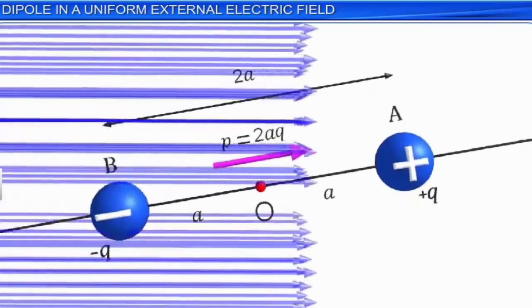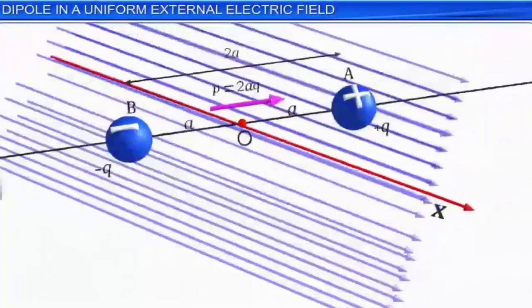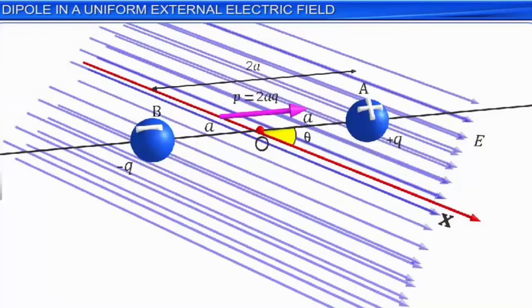Let the electric dipole be placed in a uniform external electric field of strength E, with its axis AB making an angle theta with the direction of the external electric field. Now, the charge +Q of the dipole experiences a force F = QE in the direction of the external electric field, and the charge -Q of the dipole experiences a force F = QE in the opposite direction of the external electric field.